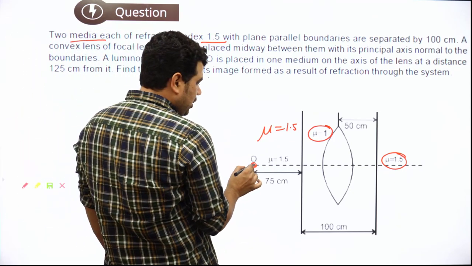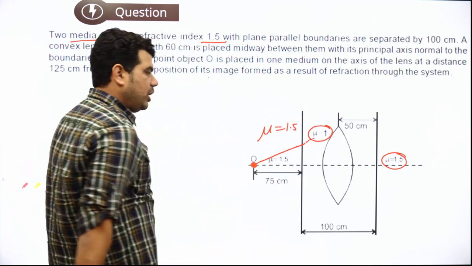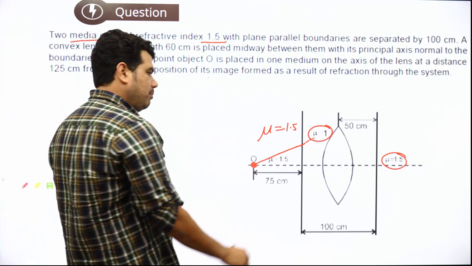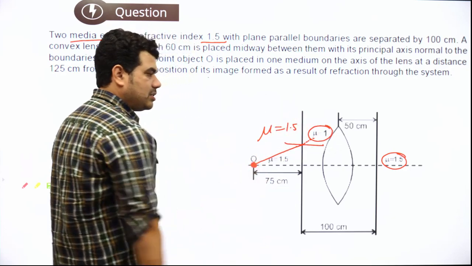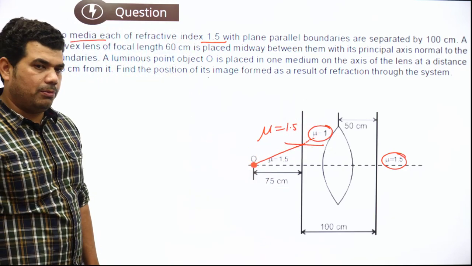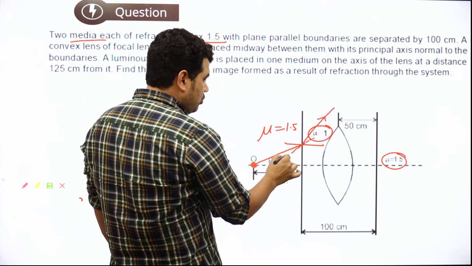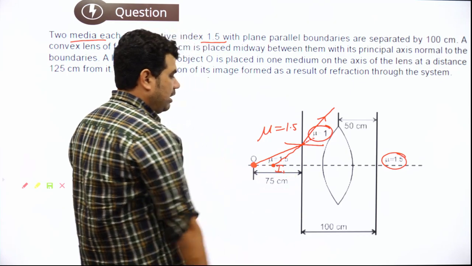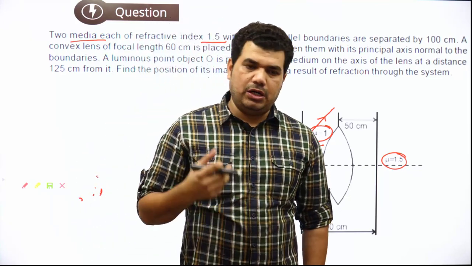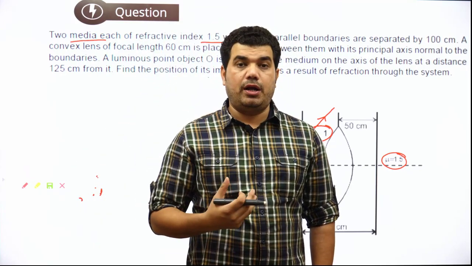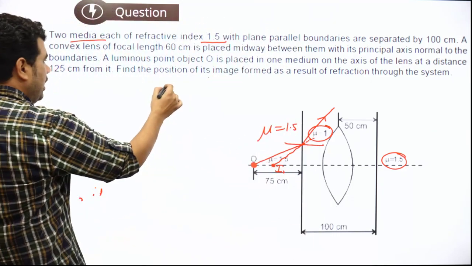Now the rays will go like this. But at this point, there is a change in medium. If there is a change in medium, then here 1.5, and here it moves away from the normal. And if it moves away from the normal, then it is like this, means you have to find the position of image I1. Means you are seeing an object from the rarer medium, and the object itself is in the denser medium. If it is in the denser medium, then it should be apparent depth.